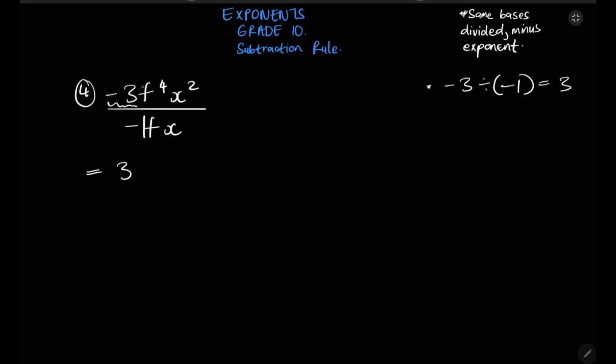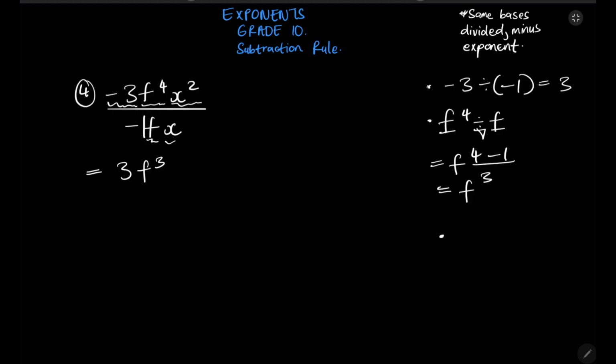Let's move to our variables. You have f and f. So f to the power 4 divided by f. Do we have the same base? Yes. Are they divided? Absolutely. So you write down our base, subtract our exponents, which is 4 minus 1. Our answer is f. 4 minus 1 is 3, so f cubed. So 3f cubed. What's our next variable?